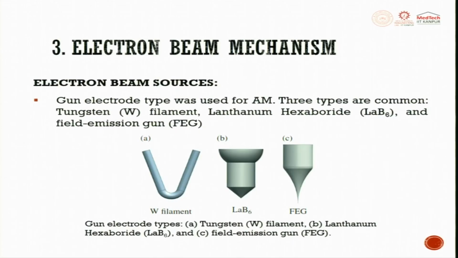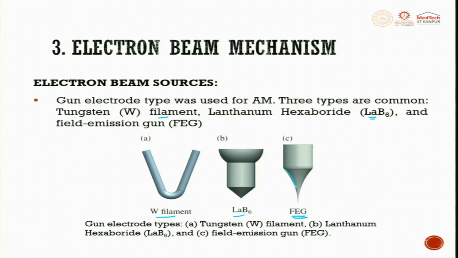So, if you look at the electron beam source, the gun electron types, there are various types of electron guns. The three most common ones are tungsten filament, which is heated to a very high temperature. So, you apply a high potential. Next is lanthanum hexaboride, which you have like this, LaB6. This is a filament, and this filament is nothing but a wire. Okay. Then lanthanum hexaboride, you have this, and then the last one is the field emission gun, FEG.